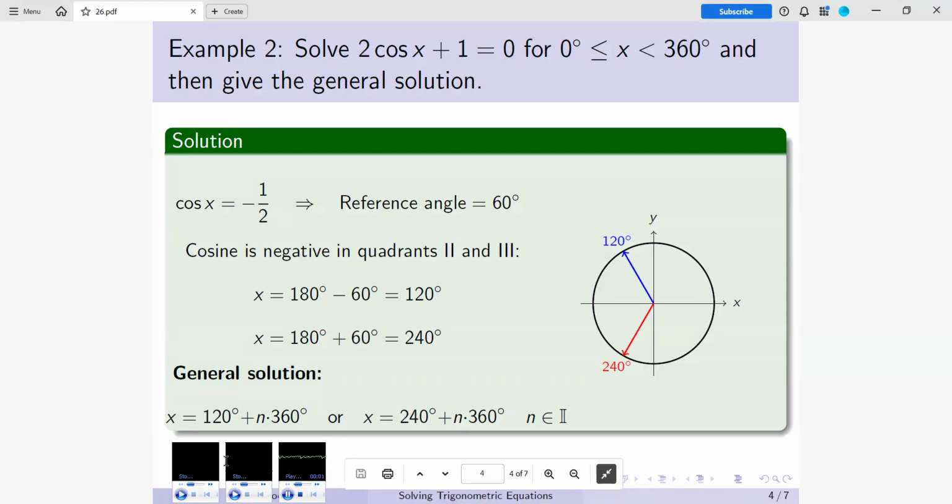That gives us our principal solutions. But just in case this turns into a recurring crime, we also write the general solution by adding full rotations of 360 degrees.